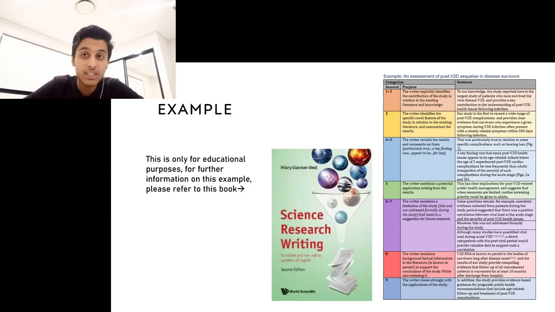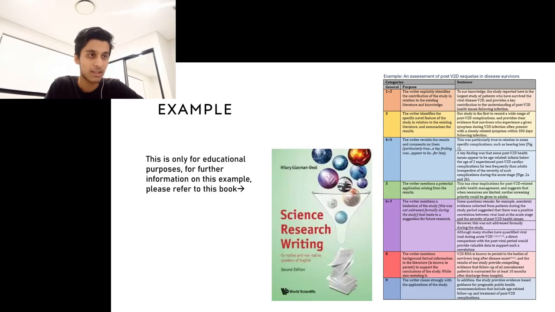The reason they're stating this background information is because it links to their applications and their implications, which they wouldn't have needed to talk about in the method. And because they need to talk about the implications and applications in the discussion, they think that this piece of background information is essential for the readers to know about. So V2D RNA is known to persist in the bodies of survivors long after the disease onset, and the results of our study provide compelling evidence that follow-up of all convalescent patients is warranted for at least 10 months after discharge from hospital. And then you want to end on a positive note, as I said before.